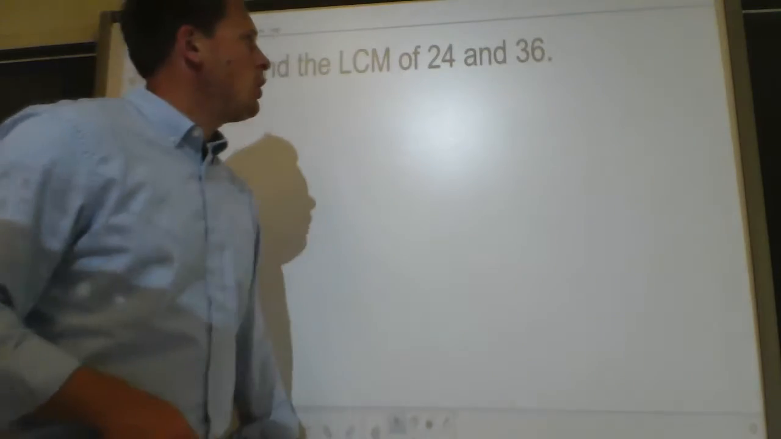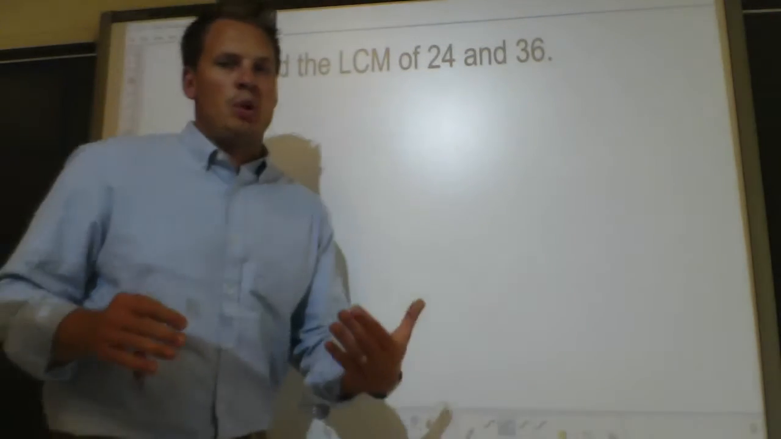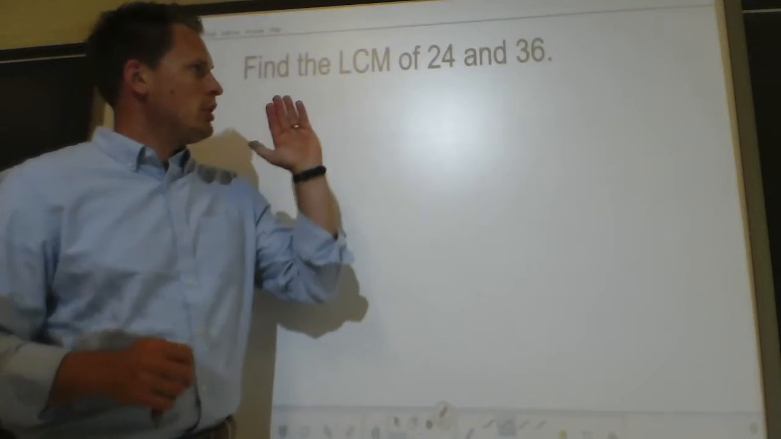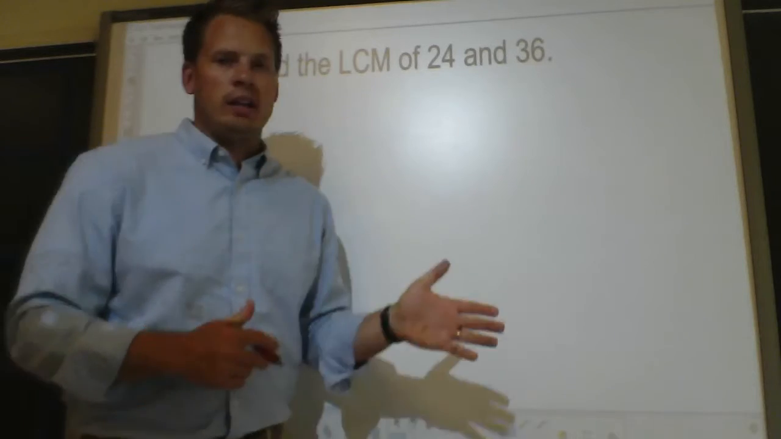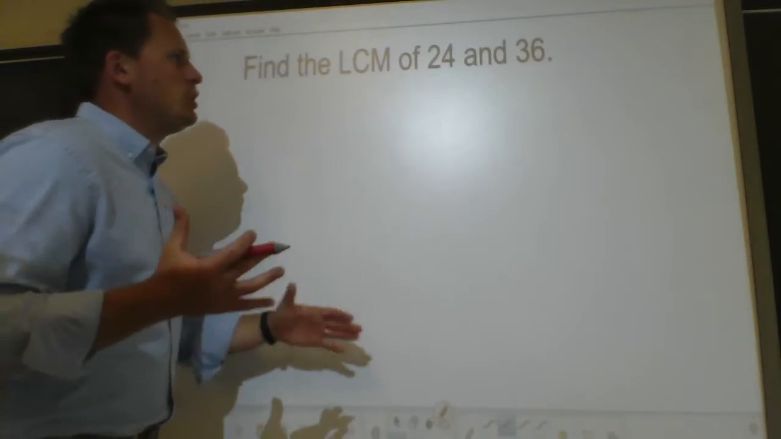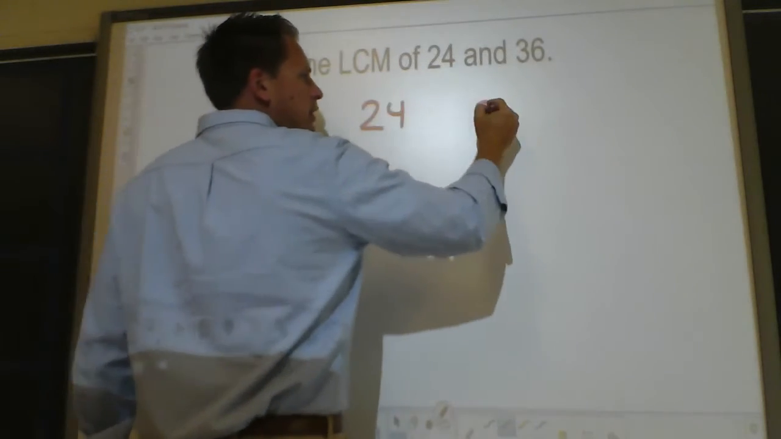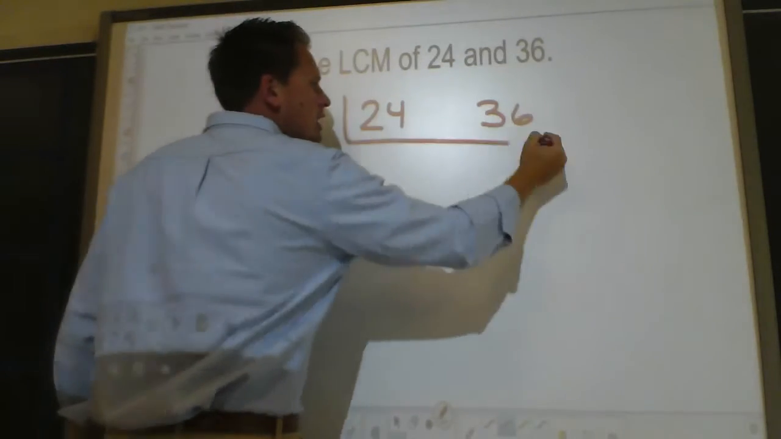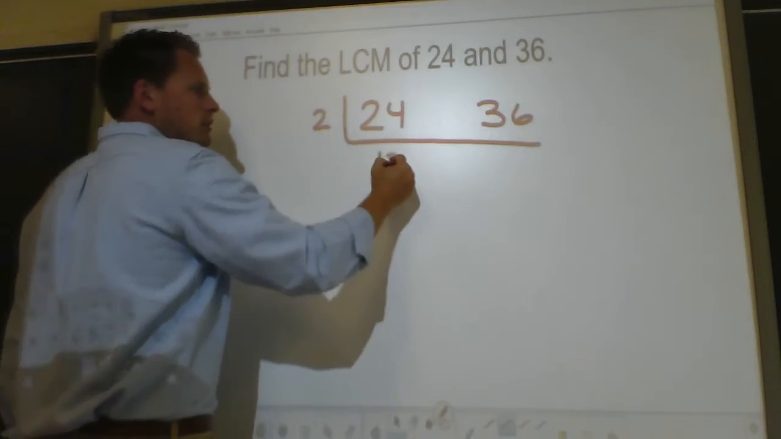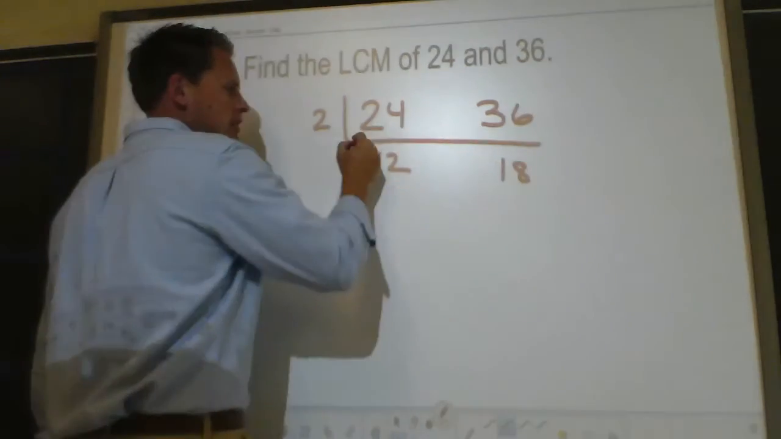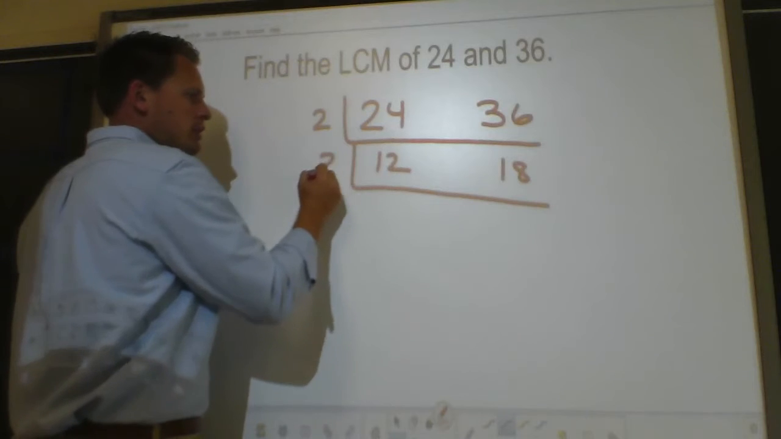Let's take a look at this one, 24 and 36. How many people want to sit here and start counting 24, 48, right, and keep going that way? Not many people want to do that. So what they're going to want to do is this upside down division. 24 and 36. They're both even. Pull out a 2. 12. 18. They're both even. Pull out a 2.